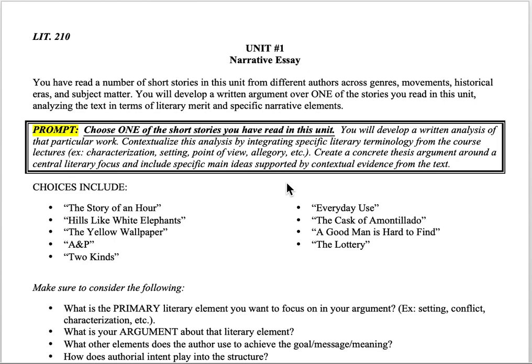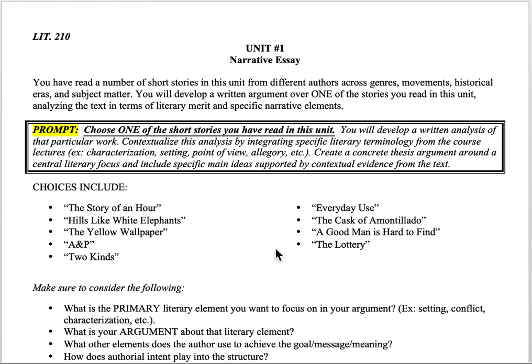So the choices that you guys have are The Story of an Hour by Chopin, Everyday Use by Alice Walker, Hills Like White Elephants by Hemingway, Cask of Amontillado by Poe, Yellow Wallpaper by Gilman, Good Man is Hard to Find by Flannery O'Connor, A&P by Updike, The Lottery by Shirley Jackson, and Amy Tan's Two Kinds.